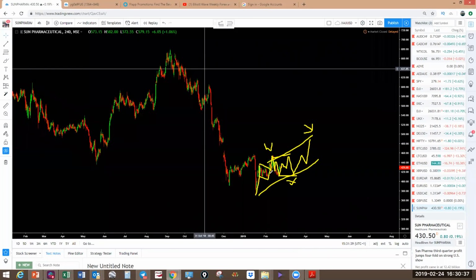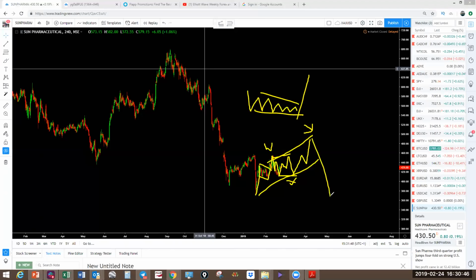So this may be a very slow structure, similar to what you had when Bitcoin was making that corrective structure to the downside that eventually pushed higher. So you may be getting this one as well, the same thing, and then an eventual push to the lower side, before we get a move to the upside.